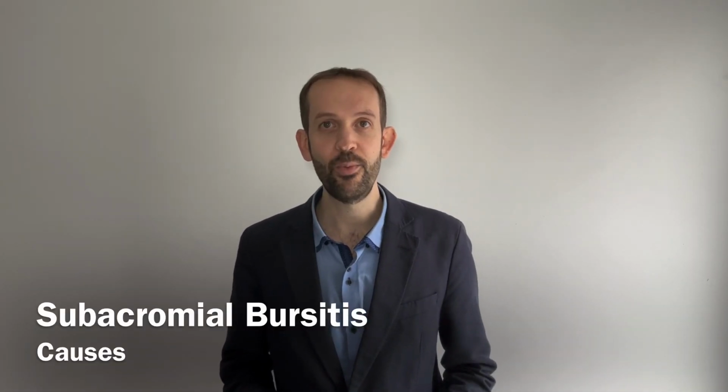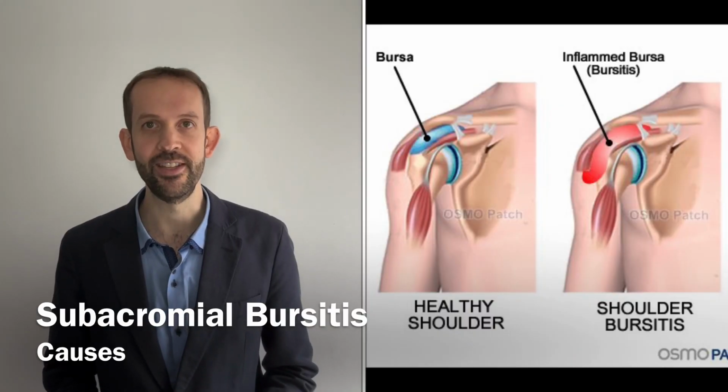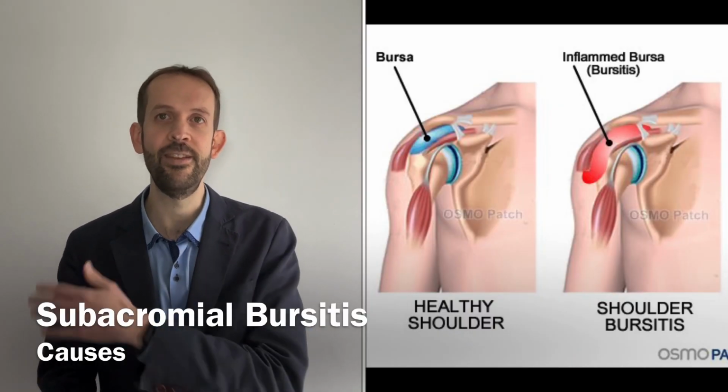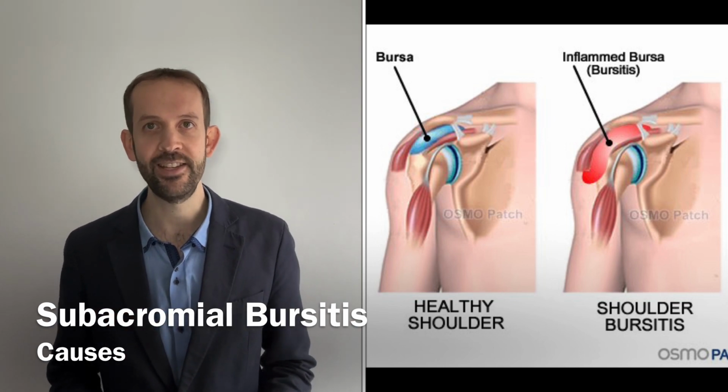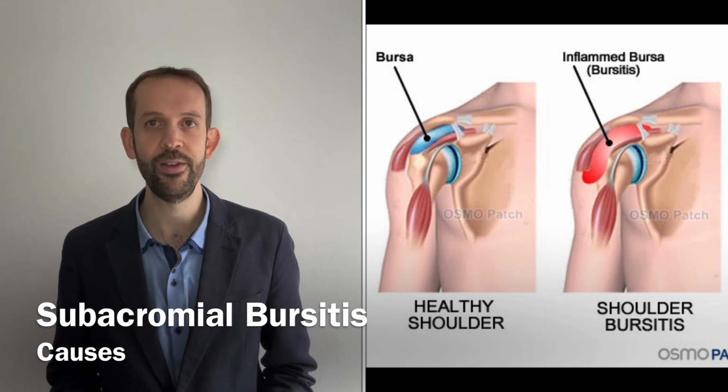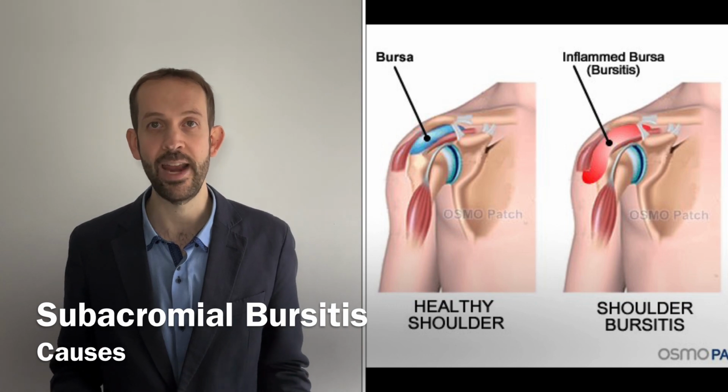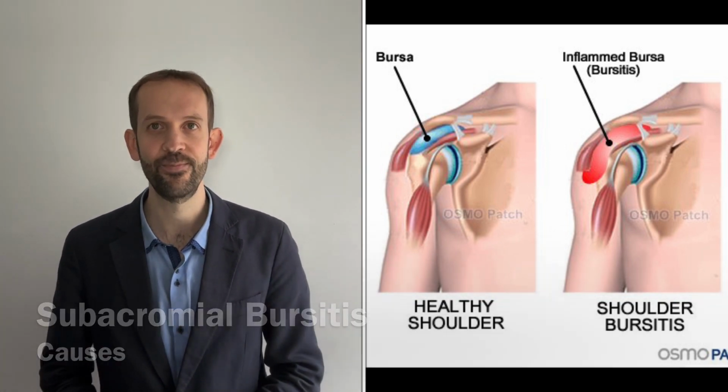Another relatively common one is subacromial bursitis, and this can be felt at the front or the side of the shoulder and is due to repetitive overhead tasks, trauma, general overuse, arthritis and posture, to name a few things.